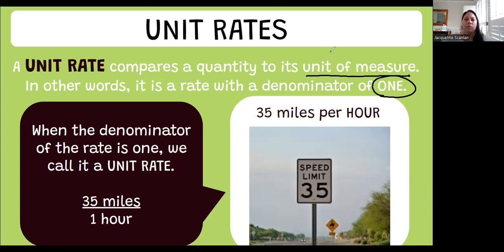So what does that mean? Well, if you look at this example, you could see on the right-hand side that I have a speed limit sign, and it is telling me that when I'm driving in my car, I'm allowed to drive 35 miles per hour. I can go 35 miles in 1 hour. Okay, and that could be written as a fraction. Let me start it this way. I could compare miles to hours. All right, and in this case, I would be comparing 35 miles in 1 hour.